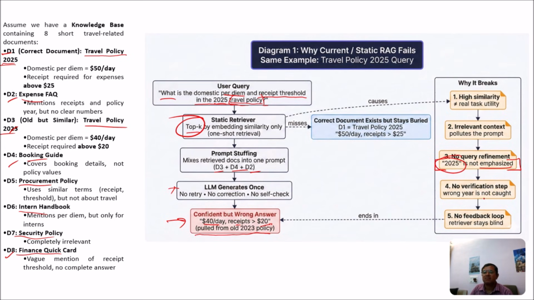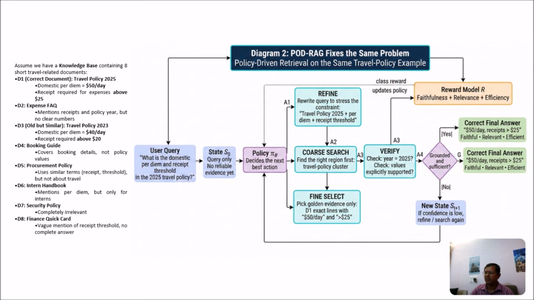And again there is no verification phase also, like we discussed. This is a problem with static RAG systems, and there is no feedback system which can correct through a learning process. So generally we get a wrong answer. Sometimes it happens. Now let's come to the scenario of how PODRAG will solve this problem.